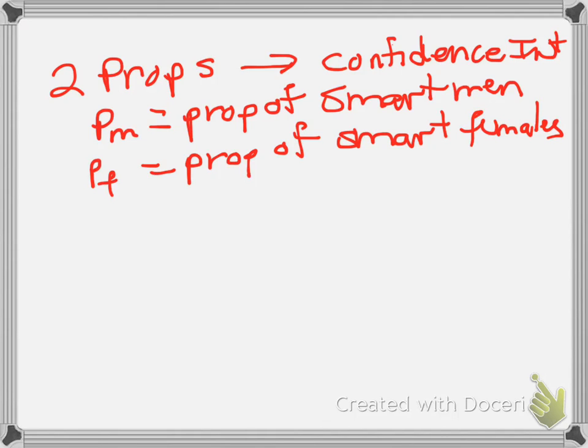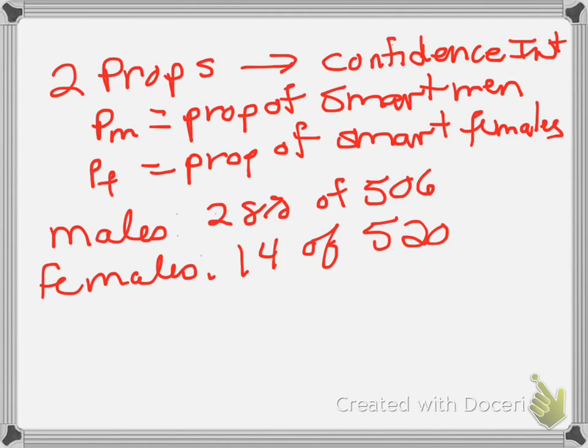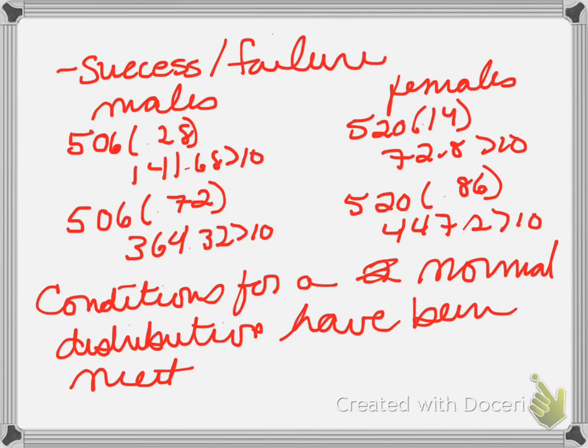All right, and so in the book they said that the smart males, I have to go look it up, 28% of 506 males said they were smart, and of the females, 14% of 520 said they were smart. Okay, so let's go do the math.